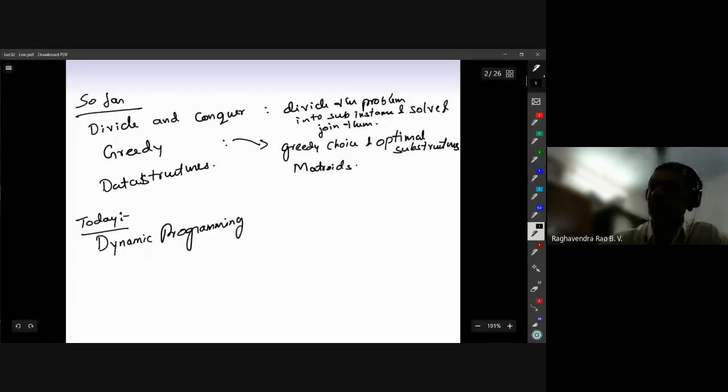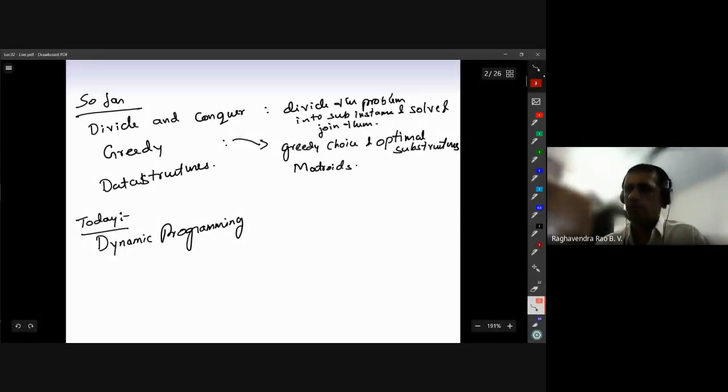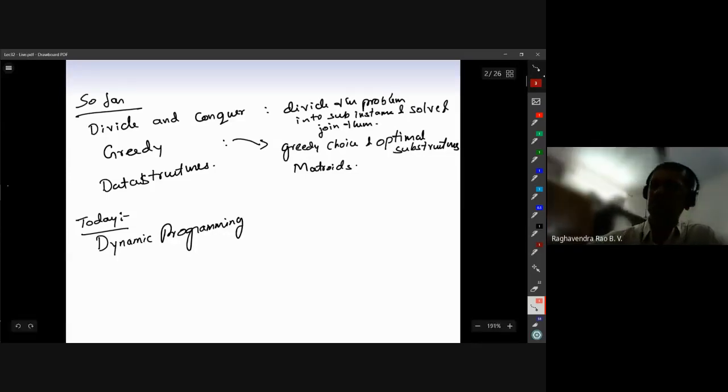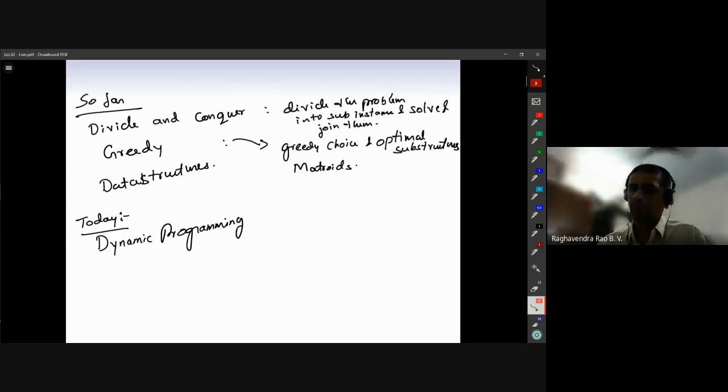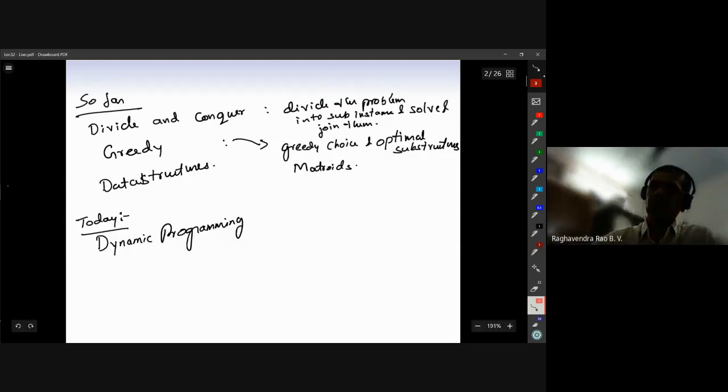Programming is actually a weird term here. Dynamic programming also requires the optimal substructure property, but it's more versatile. What I mean is, it's applicable to almost all of the problems. So dynamic programming can be used for almost all of the problems.